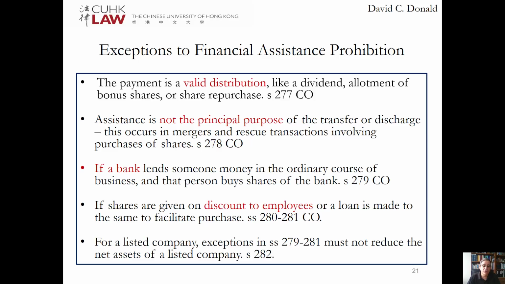And so essentially with financial assistance, what we're worried about is a purchaser coming in to a company and unfairly using the assets of that company in order to gain control or a strong position within the company. Minor transactions in the ordinary course of business, like employee share ownership schemes or purchasing the shares of a bank from which you borrowed money, will not be considered financial assistance, or more exactly, they may formally be financial assistance, but they are excepted from the application of the law.